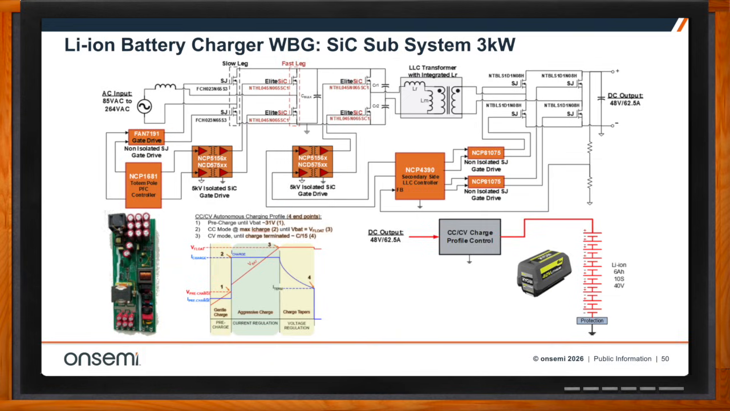Then you have the NCP4390 secondary side LLC controller, and it's controlling the full bridge on the secondary side, as well as 2 more Elite SiC MOSFETs with another 5K isolated gate driver. And that NCP4390, because it's an LLC controller, can go much faster. And because it can go much faster, you can use a smaller transformer, smaller capacitors, smaller inductors. So the form factor for any given power gets reduced greatly.